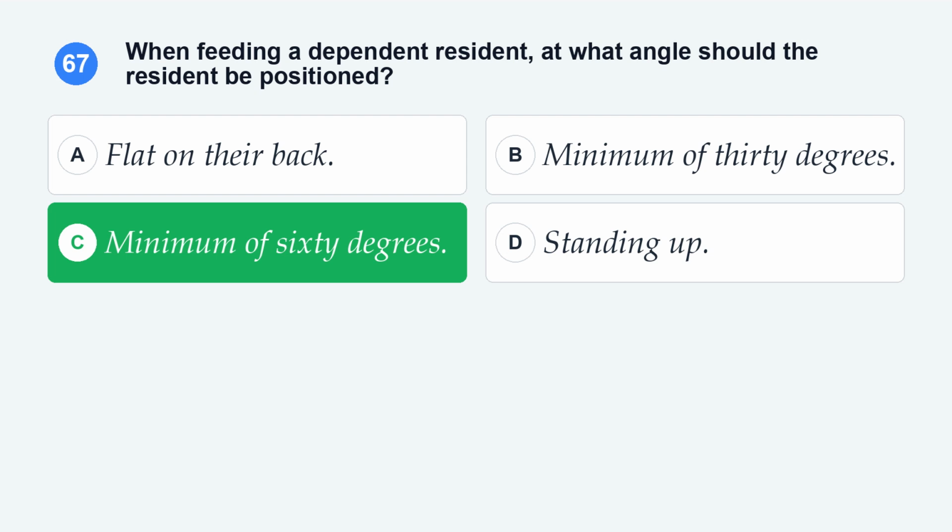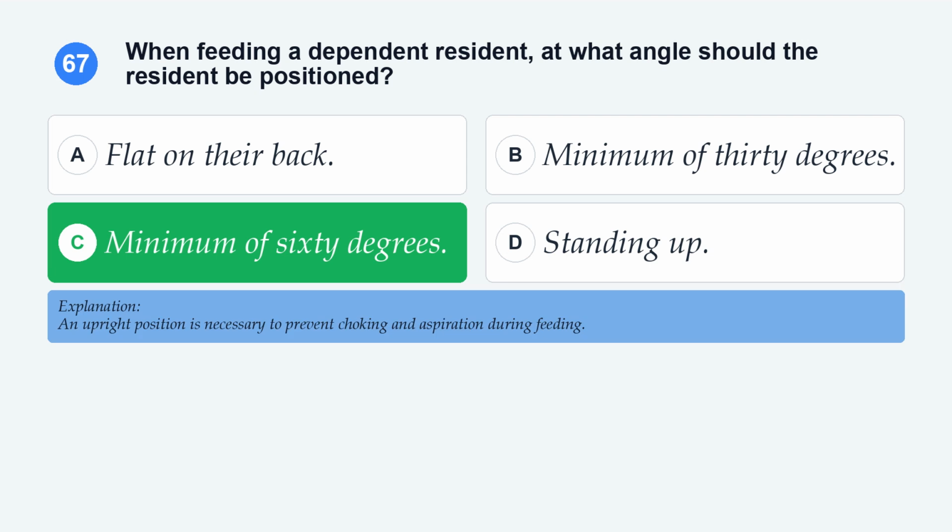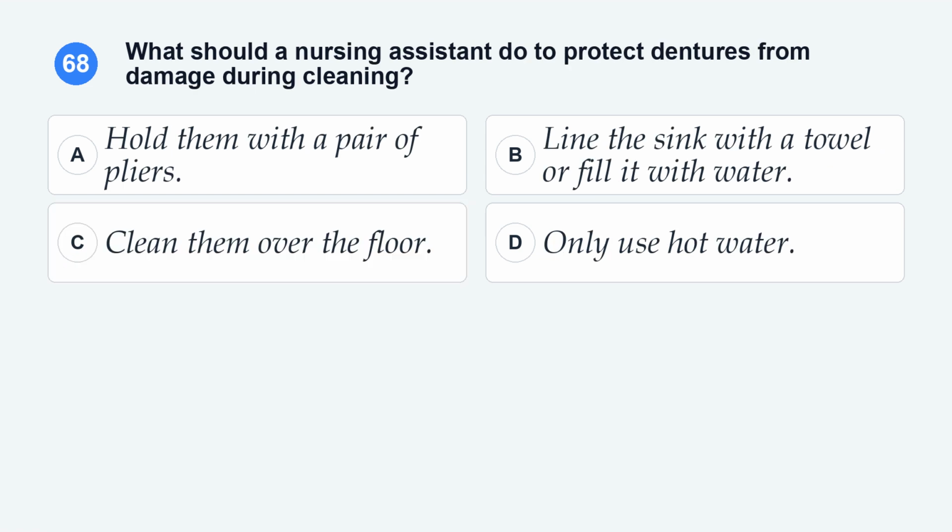The correct answer is option C, minimum of 60 degrees. Explanation. An upright position is necessary to prevent choking and aspiration during feeding. Question 68. What should a nursing assistant do to protect dentures from damage during cleaning?